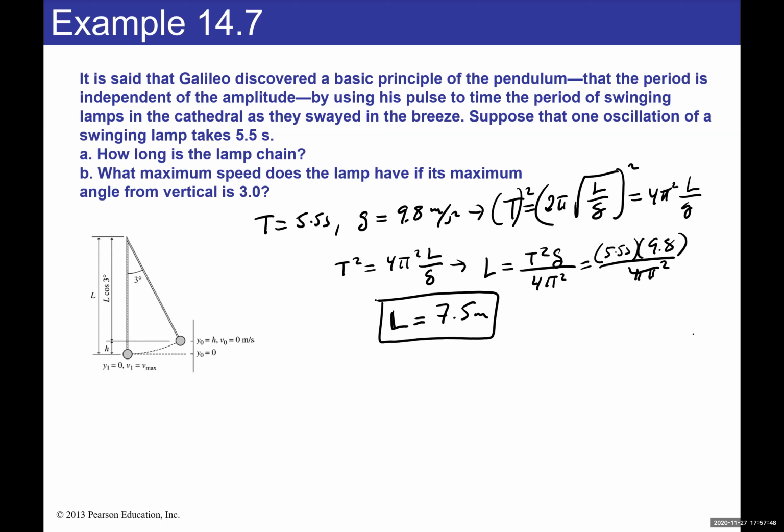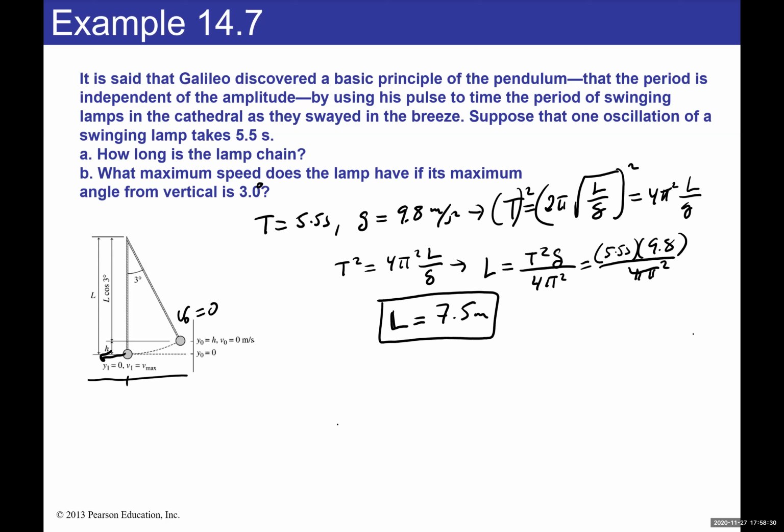Next, what we have for part B is this. What maximum speed does the lamp have if its maximum angle from the vertical is 3 degrees? That means if it's swinging at most 3 degrees from its equilibrium position, how fast will it be moving at the lowest point? We know one thing, right? It's going to oscillate back and forth like this, where the speed at point 0 is 0, and point 1, which is the bottom, basically equilibrium, will be moving with the fastest speed. And we want to know what that speed is. All right, so how do we do that?